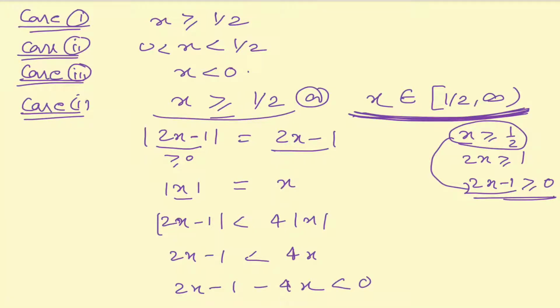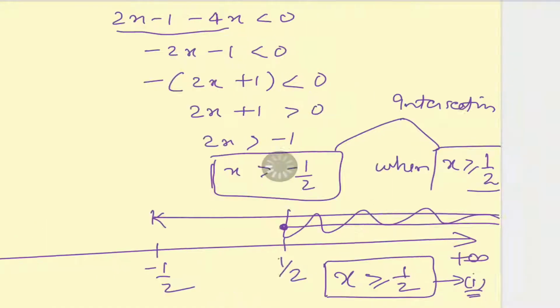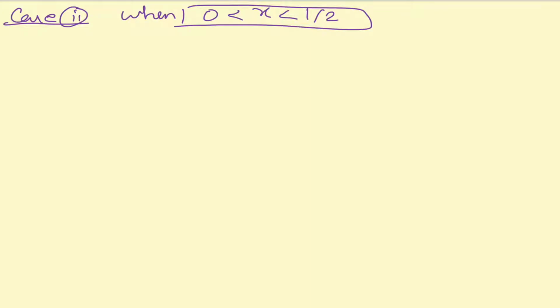Second case is nothing but x is greater than 0 and less than 1 by 2. Then we are going to see mod of 2x minus 1, when x is between 0 to 1 by 2, that is, x is greater than 0 and less than 1 by 2.